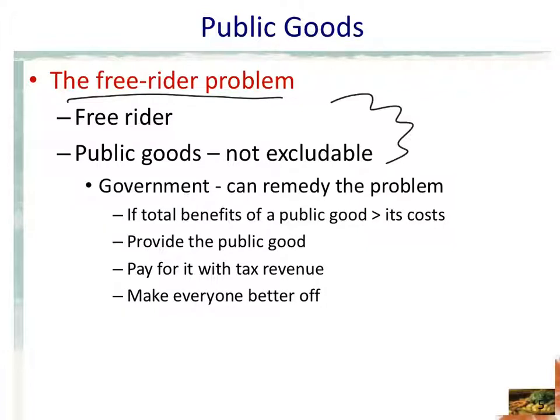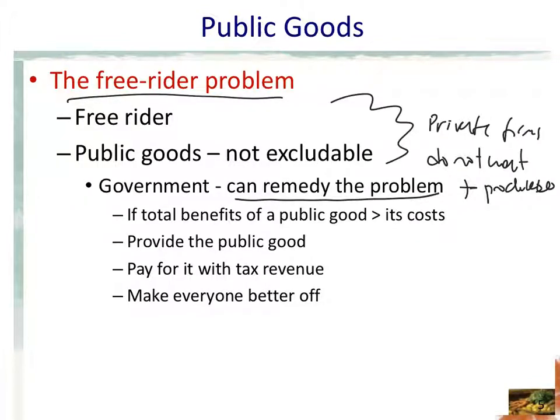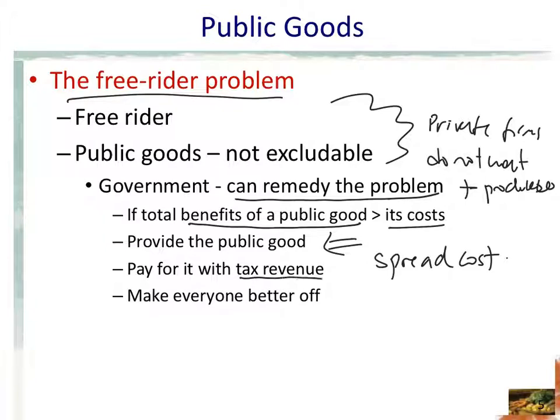Because of the free rider problem, private firms do not want to produce. And government can remedy the problem. How? If we know that the total benefit of a public good is higher than its cost, government will provide the public good. To pay for it, government is going to spread the cost by tax. So you're going to pay a tax, and that tax revenue is used to provide the public good. Therefore, everyone will be better off.